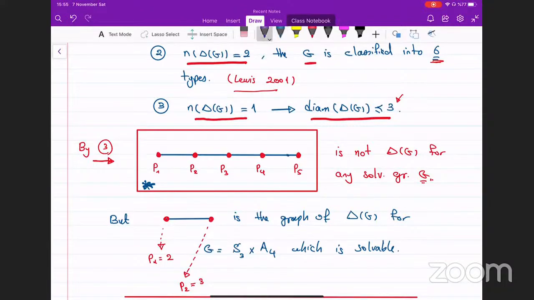Why? Because look at P1, look at P3, and look at P5. These are 3 distinct vertices, and none of them is connected to each other by an edge. So there is no edge between these two, no edge between these two, no edge between these two. So this contradicts Pálfy's theorem, or this contradicts the 3' conditions. So such a graph is not delta G for any solvable group G.